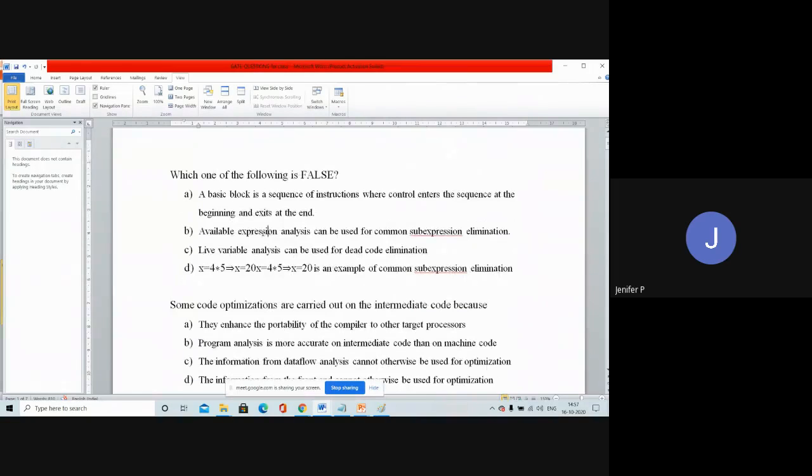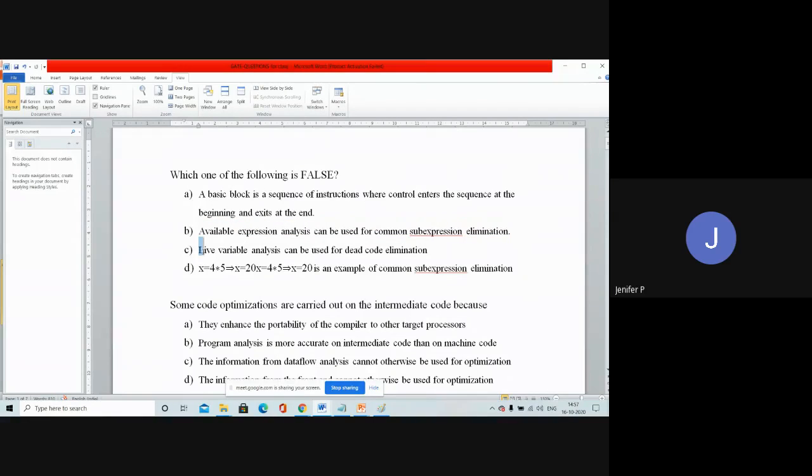Then another one: available expression analysis can be used for common sub-expression elimination. You already know about common sub-expression elimination, right? A is equal to B plus C, then in another statement D is equal to B plus C, so both are the same if there are no intervening definitions of B and C, right? So from the available expressions, we can easily find the common expression. So this is also true.